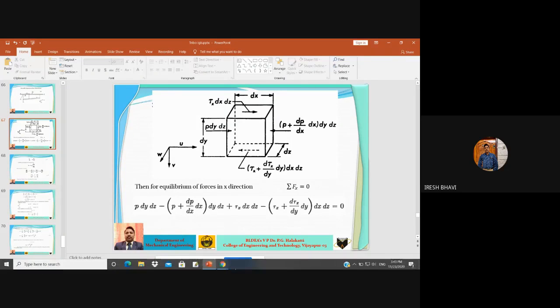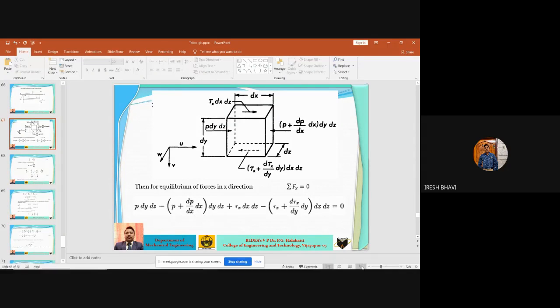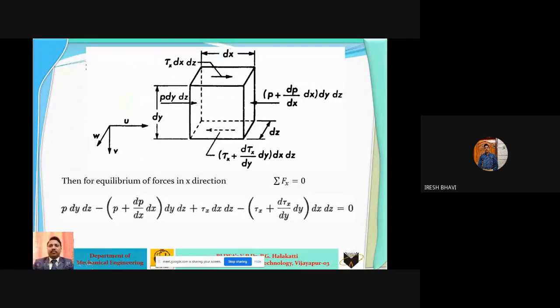They cancel each other. Okay, P into dy into dz cancels each other. Here also tau x into dx into dz is there, and here minus of tau x into dx into dz. So these two will also cancel. Now, what is the remaining?